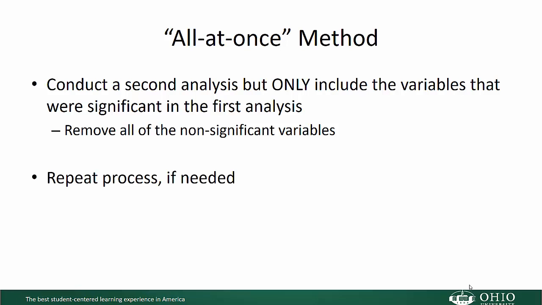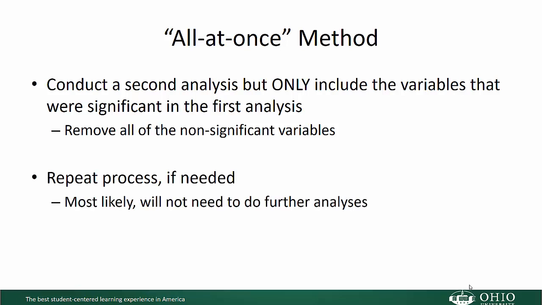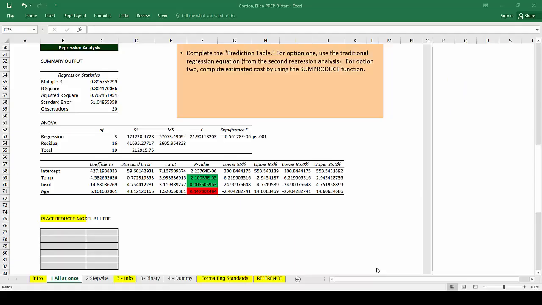Very rarely, you'll have to repeat the procedure. In rare cases, there will be variables that become non-significant in the second analysis. If that happens, you will need to conduct a third analysis in which you remove those variables. However, more often than not, all of the variables will be significant in the second analysis. In our example, age was not significant. So we're going to conduct a secondary analysis, and we are going to exclude age from that analysis.